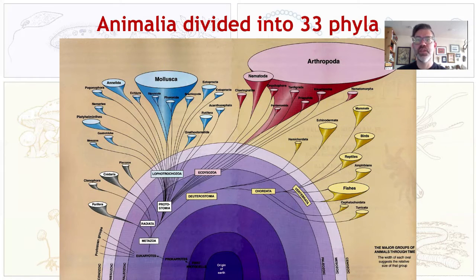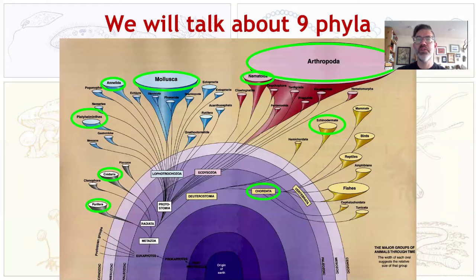Over the next few months, we will be exploring the kingdom Animalia in great detail. Animals are broken down into 33 phyla or main groups. This phylogeny displays groups in terms of their relative size, as well as showing when they branch off from other groups. We are going to focus on the most important 9. You should be at least a little familiar with these groups.